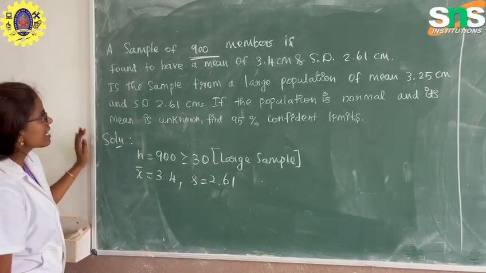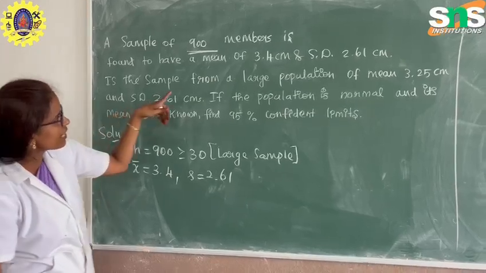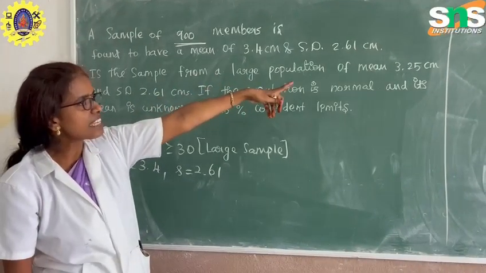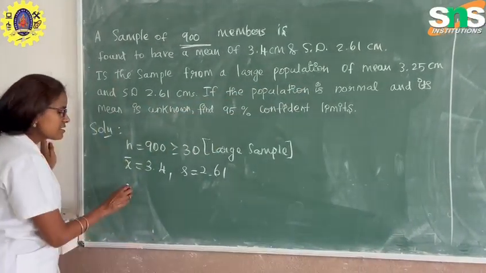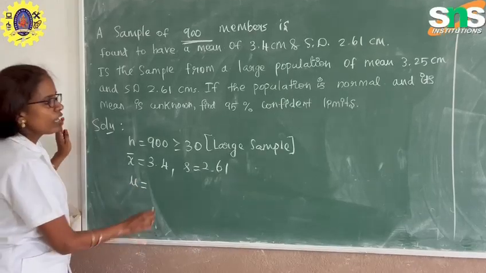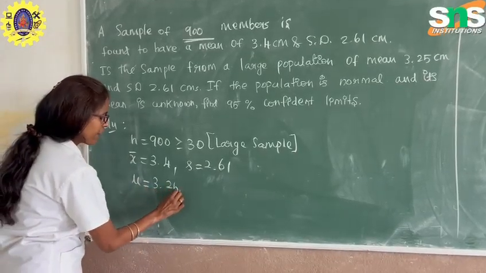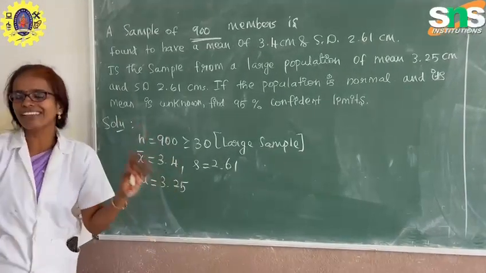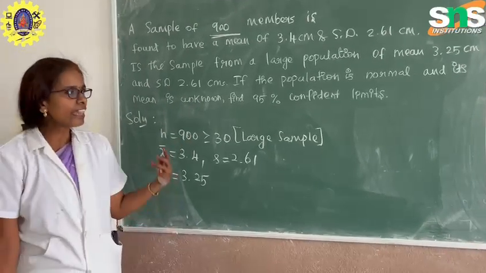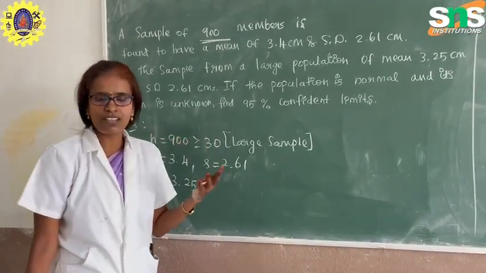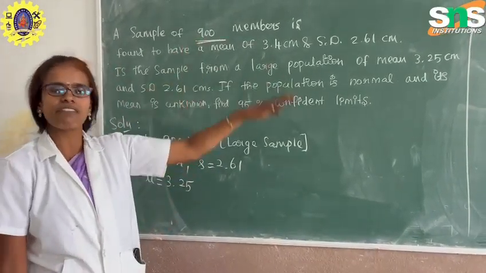In the next statement, they are given the mean as 3.25. That is the mu value, so mu equal to 3.25. First I want to write the data from the given problem. Now we are going to move into the steps. There are 5 steps, and one by one we are going to see.